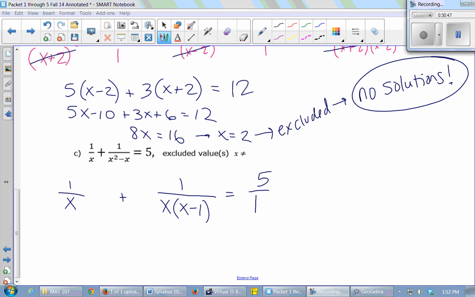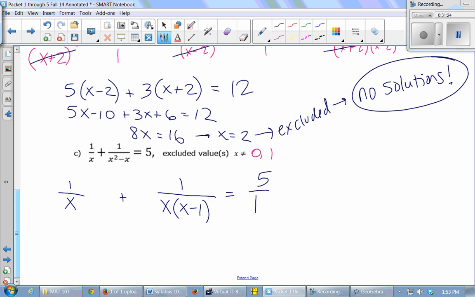Okay, what are my excluded values? What values can I not put into any of these expressions, otherwise I might get a 0 in the denominator? 0 and 1. Negative 1's fine. Where are you afraid to put negative 1? Negative 1 squared is 1, but then you do minus negative 1, which is really plus. Yeah, so negative 1 is cool. So my excluded values are just 0 and 1.